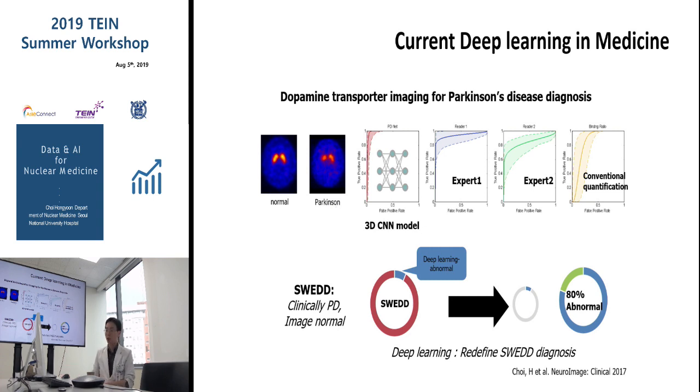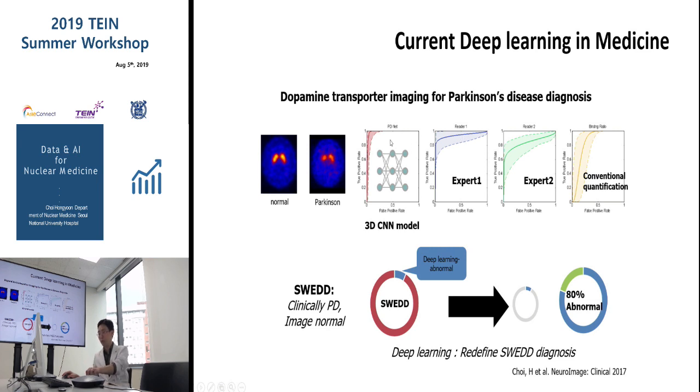And the gold standard of the decision depends on visual analysis. However, visual analysis has some limitations in inter-personal and inter-reader variability. So I developed a deep learning model using dopamine transporter imaging of Parkinson's disease and normal. And this is the ROC curve of the Parkinson's disease PDNet. This is the deep learning model, and it reaches almost 1.